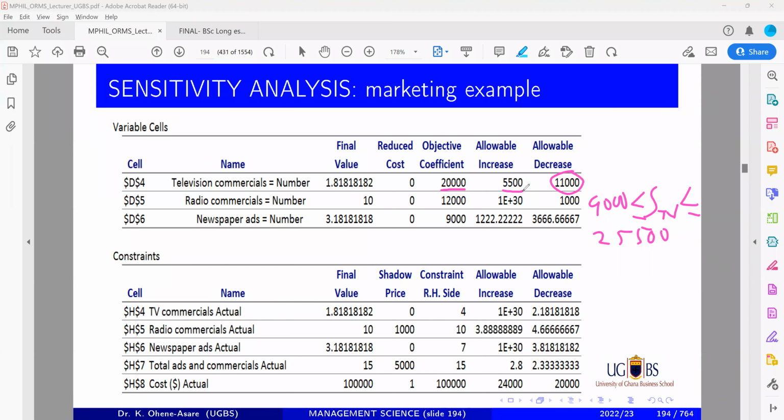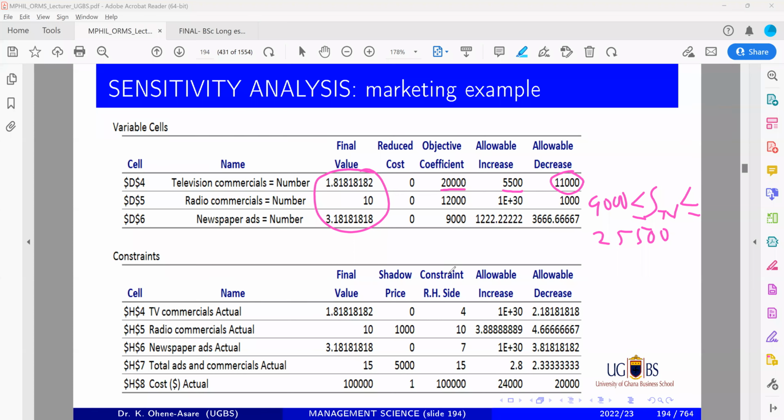people. Currently, you are reaching 20,000 people. What does that mean? It means that as long as your exposure dances between 9,000 and 25,500, as long as it is within that sensitivity range, the optimal solution of these three elements will not change. The optimal solution will remain as it is, as long as you are within the sensitivity range.